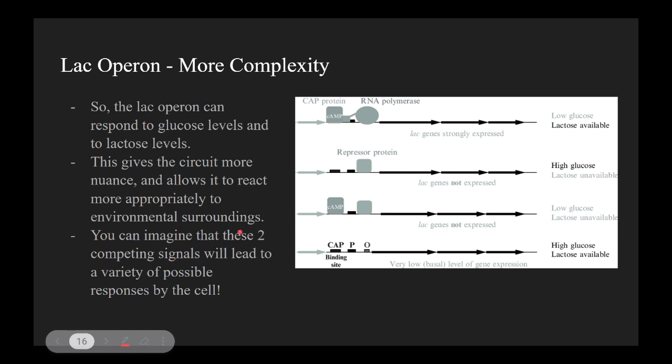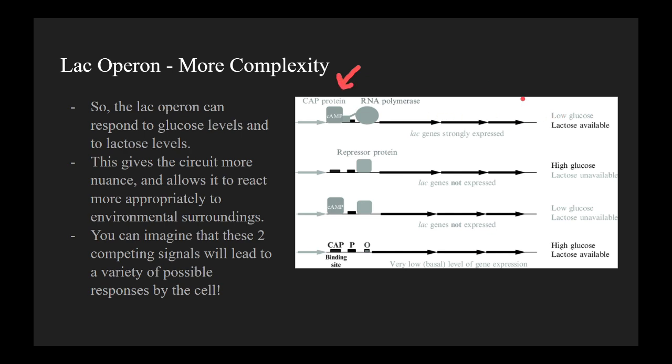Let's look on the right here. Since we have either low glucose or high glucose, and then high lactose or low lactose, there are four possible scenarios that we can make. I would probably put this on your cheat sheet maybe, but again, I don't know if the CAP stuff is going to be on there, but it's good to know just in case.